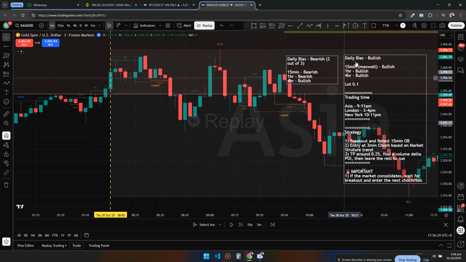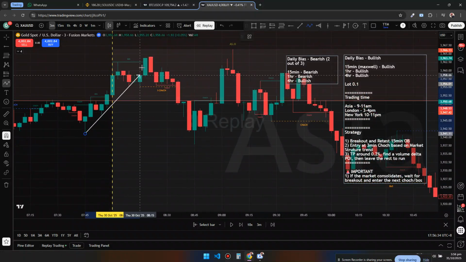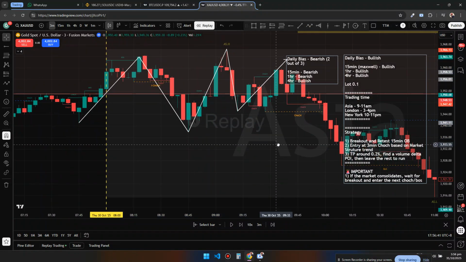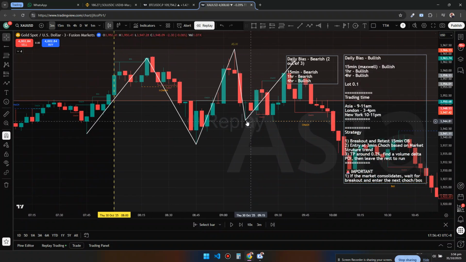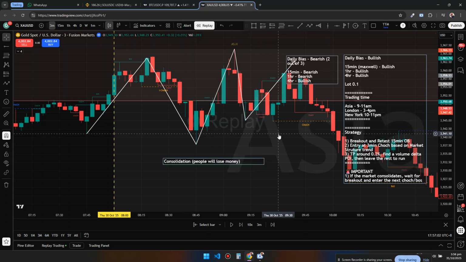So for the Asia session, you can see that price is going up, going down, going up, and then going down, and going up again, right? So the price is not going up all the way. The price is also not going down all the way, right? So this is a consolidation market, which is where people will lose money. This kind of market, people will lose money.